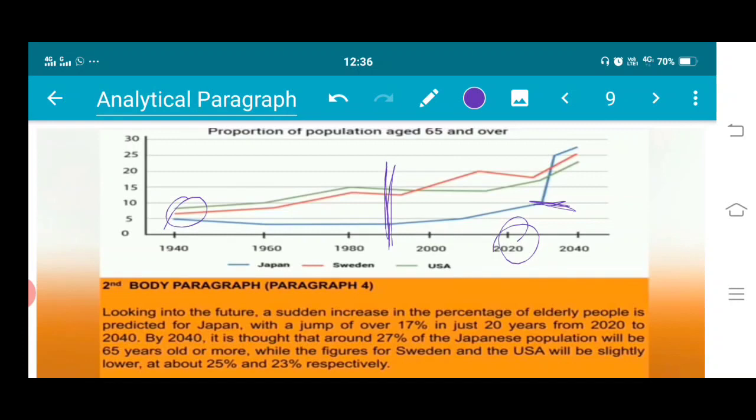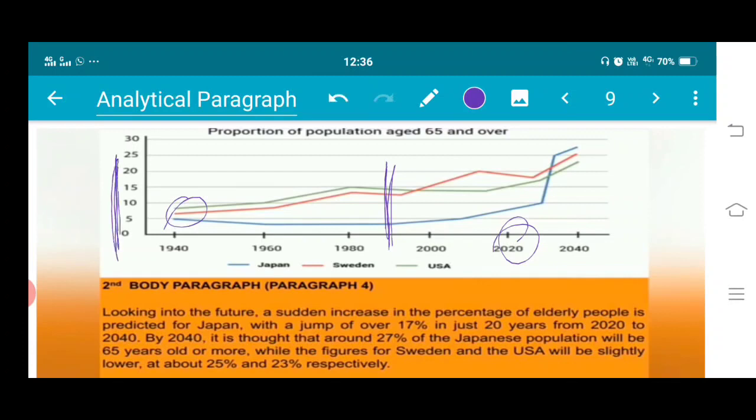So what we have done, looking into the future, is that a sudden increase in the percentage of elderly people is predicted for Japan, with a jump of over 17% in just 20 years from 2020 to 2040. So 17%, right? Here we can see the percentage from this y-axis, and that is near about 17%.